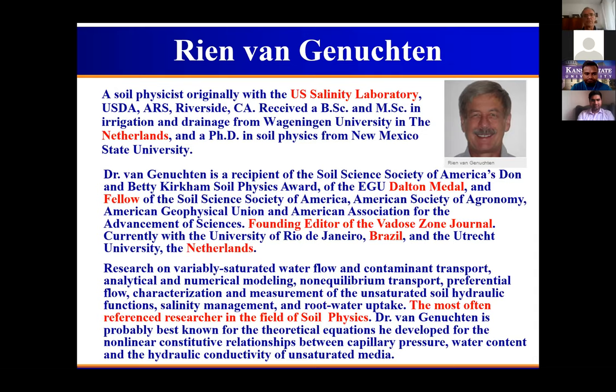As you can see, he has a lot of awards. He has a couple of medals. He is fellow of many societies, and he's the most widely cited scientist in the field of soil physics, but also of hydrology in general. And it is mostly about his work on the soil hydraulic properties. The van Genuchten functions are very well known, but also his work on immobile water, preferential flow, and development of different models.